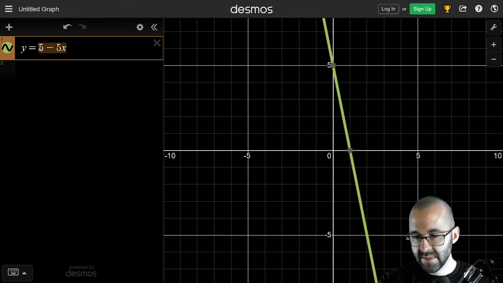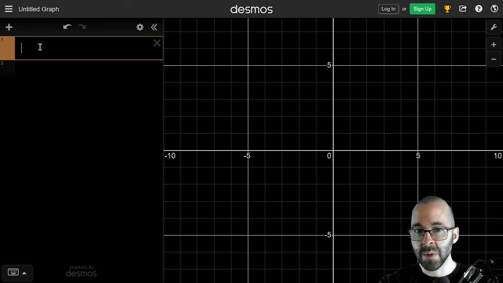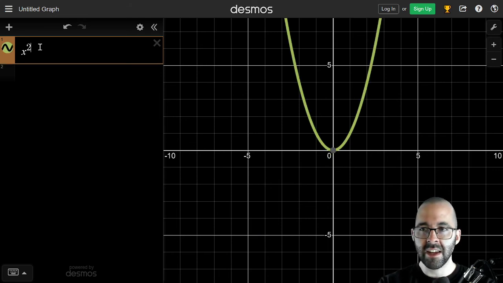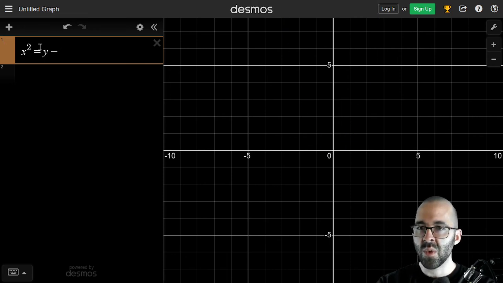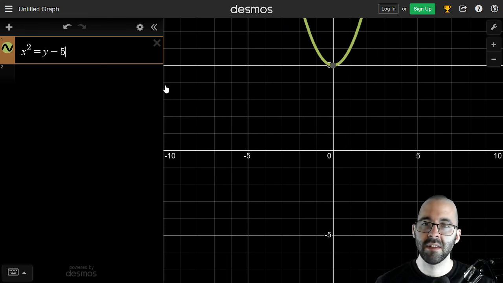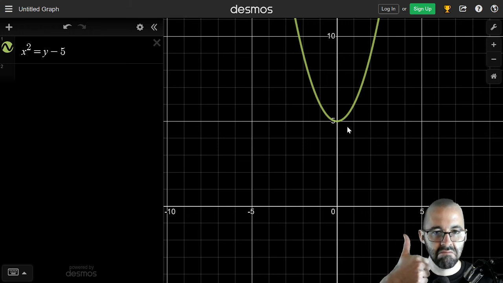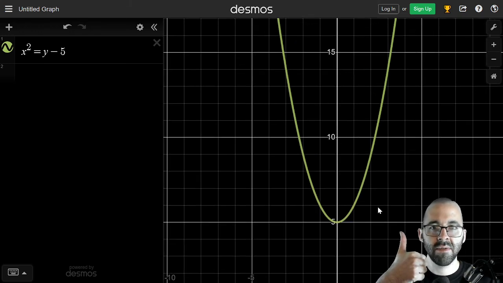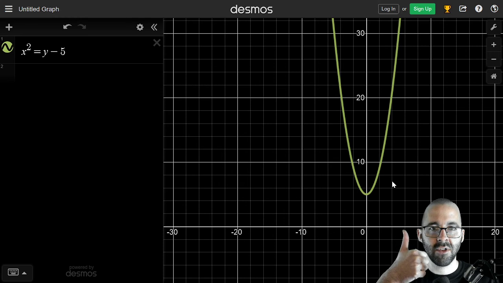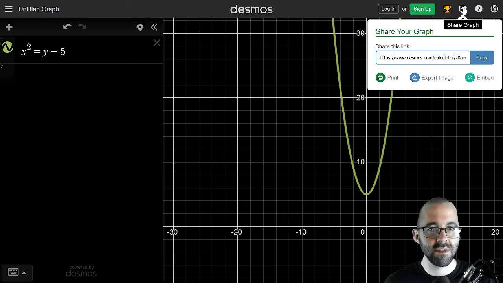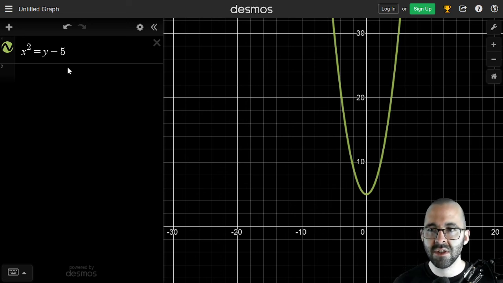So the function is y. No, it's not y equals anything. This function is x squared. So remember, shift 6 for that caret. Get to the exponent, press tab to get out. X squared equals y minus 5. So it's a parabola. It opens up. It is a function, right? You can zoom out, passes the vertical line test. If you needed to export it, remember you could export it down here with share graph. But yeah, this one's a function too.